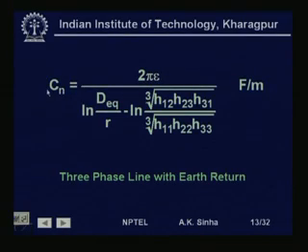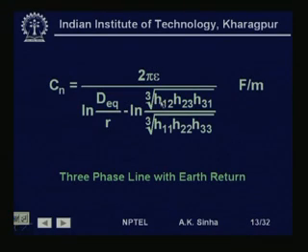the neutral. And since we know the charge on conductor A as QA, therefore, we can calculate the capacitance CAN for the conductor A, that is the capacitance for phase A conductor to ground will be coming out to be equal to 2 pi epsilon divided by ln Deq by R minus ln cube root of H12 into H23 into H31 divided by cube root of H11 into H22 into H33.